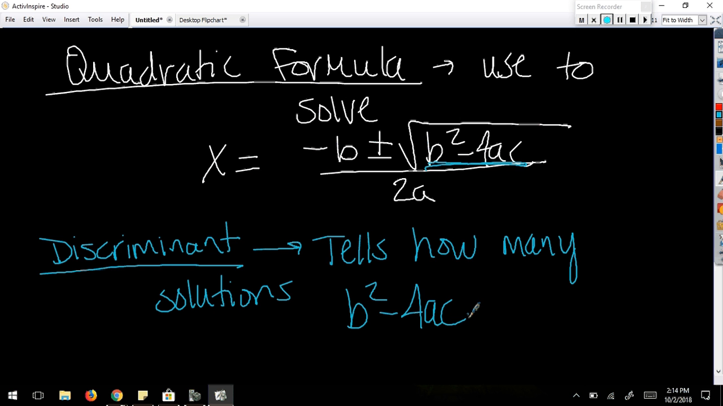Now let me do an example. Now remember, if the directions say solve, that's quadratic formula. If they say tell the number of solutions, that's discriminant. Can we see the difference?